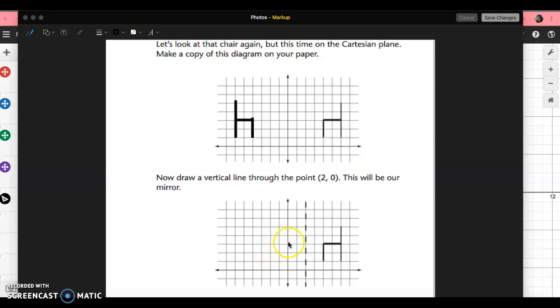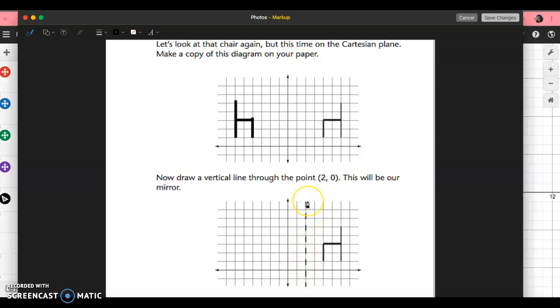Okay. So now let's do this question over here, sorry. So now our line of reflection is going to be through the point (2, 0). Okay, so we know that 2 is going to be on the x-axis and 0 is going to be on the y-axis. So we're going to start at our origin, which is (0, 0). We're going to move over 2, and it doesn't want us to move up or down for the y. So our line of reflection is going to be this dotted line over here. Okay, so now what we're going to do is reflect this image along this side.